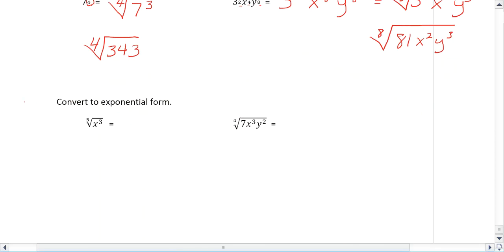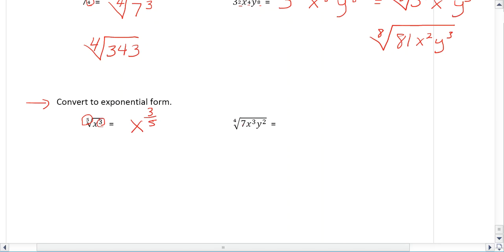Now let's do a couple of problems going the other way, where we're given the radical form and they want us to convert to exponential form. Remember, the root is the denominator of our fractional exponent, and this is the numerator. So this becomes x to the 3/5 power.